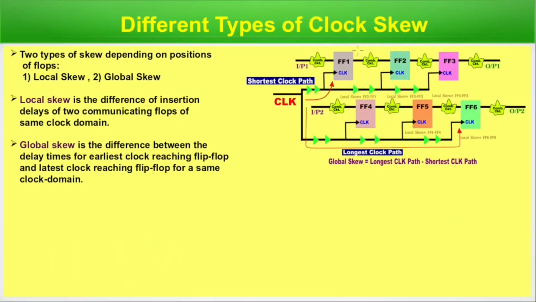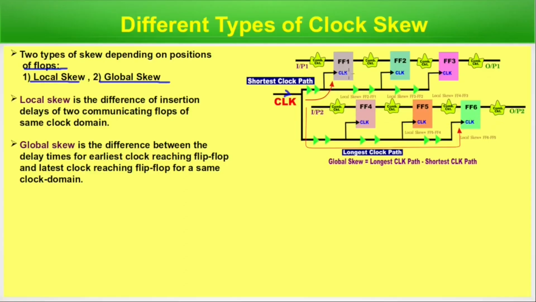So, different types of clock skew. Two types of skew depending on position of clock. One is local skew, another is global skew. This is the diagram. This is the clock. Now the clock signal is getting divided in two parts here. This is flip-flop 1, then combinational circuit, then flip-flop 2, then flip-flop 3. Here also some other flip-flops.